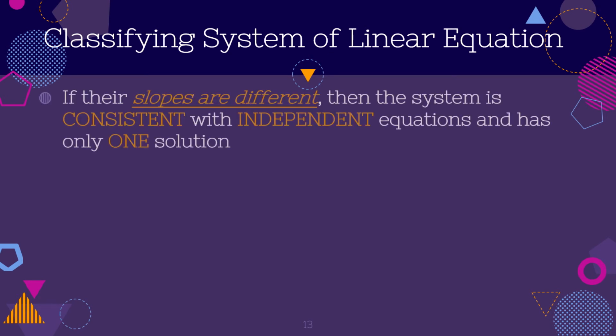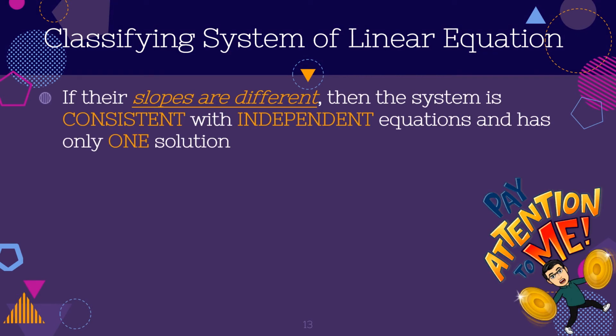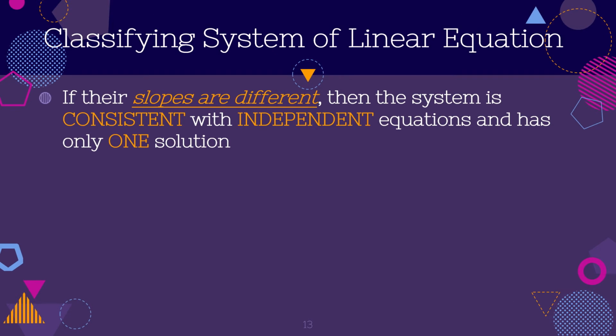Classifying system of linear equation. If their slope are different, then the system is consistent and independent equation and has only one solution. Therefore, it is an intersecting lines.